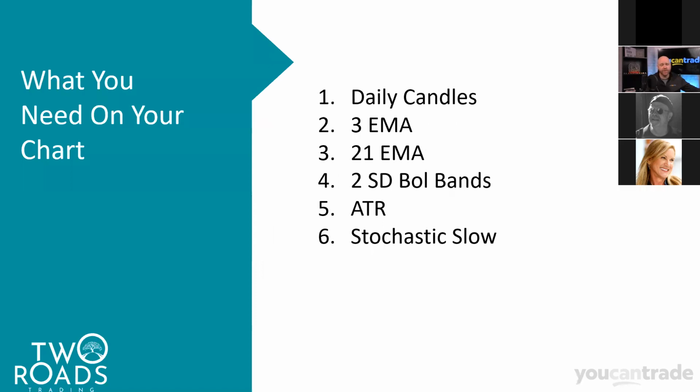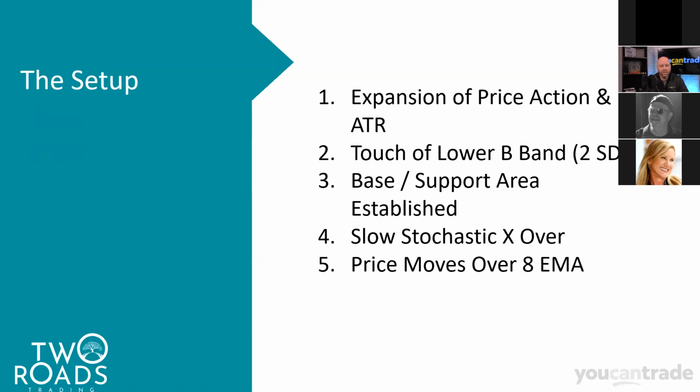So here's what you need on your chart, guys. We're working off a daily chart here. And I just have a couple of EMAs. Our standard, most of these number 4, 5, and 6 can just be, as we say, out of the box. They shouldn't need any adjustment. The default settings for the 2 standard deviation Bollinger Bands, ATR, and the stochastic slow should be right there. At least they are within TradeStation and TOS, I believe. I don't know any other brokers, but you'll be able to see the settings when I pull them up on the screen. So what are we looking for?